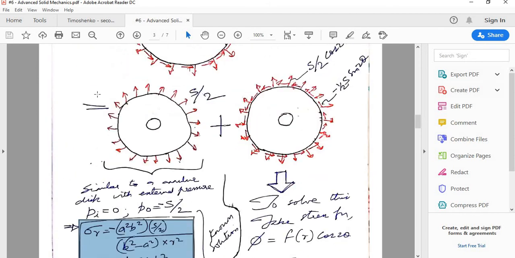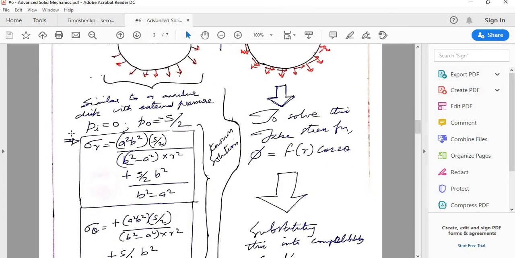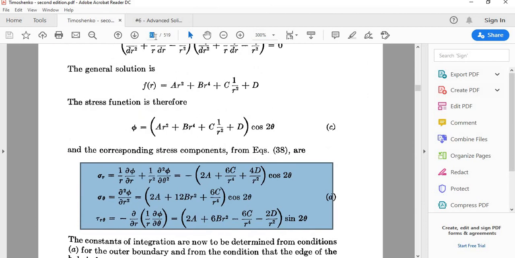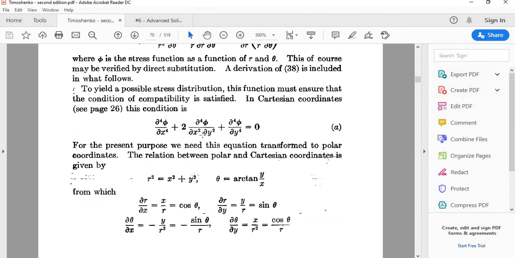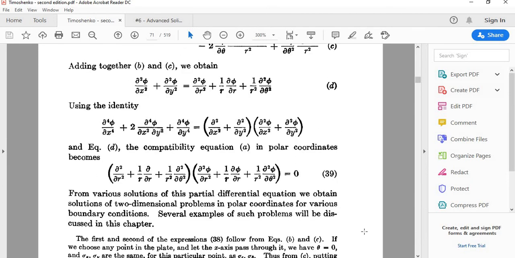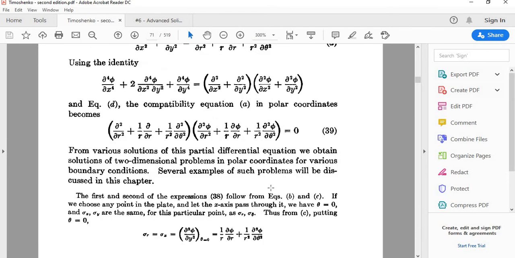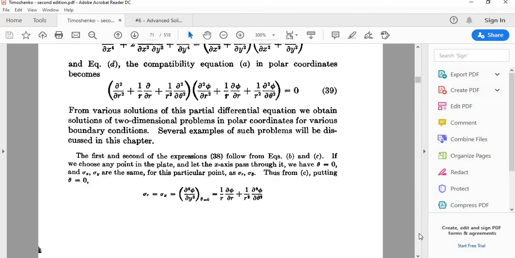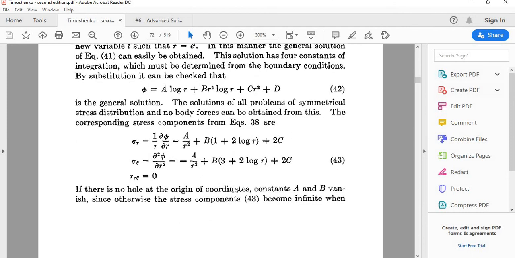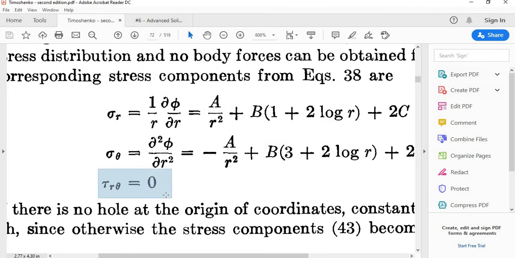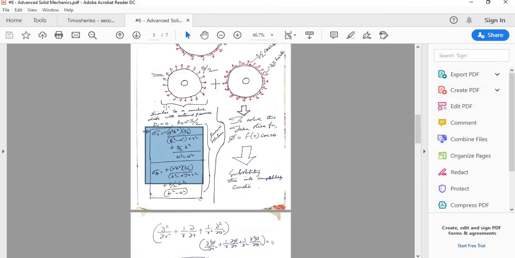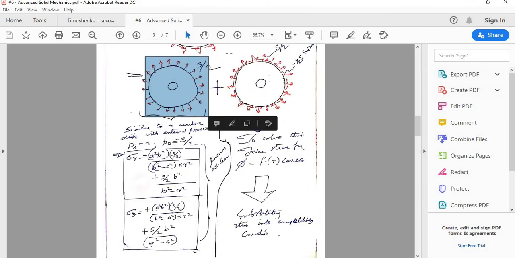Now for this particular problem, we have already arrived at the solution here. Now remember that in this particular case, tau r theta is 0. That is something we had already seen when we did problems which are symmetric with respect to theta. If you remember what we did in class, they will be 0. Just hold on for a second. Yes. So tau r theta is 0 in this particular case.